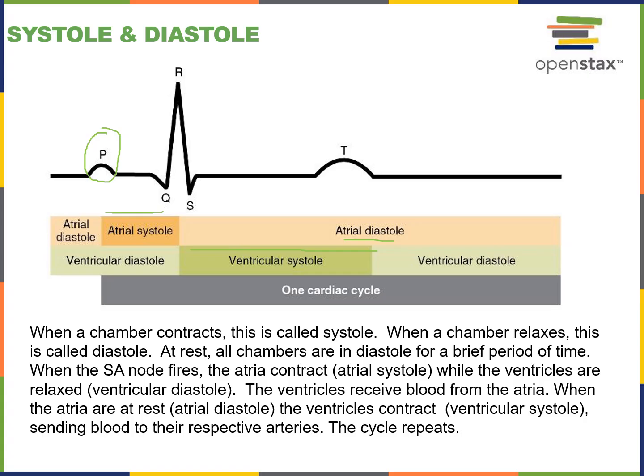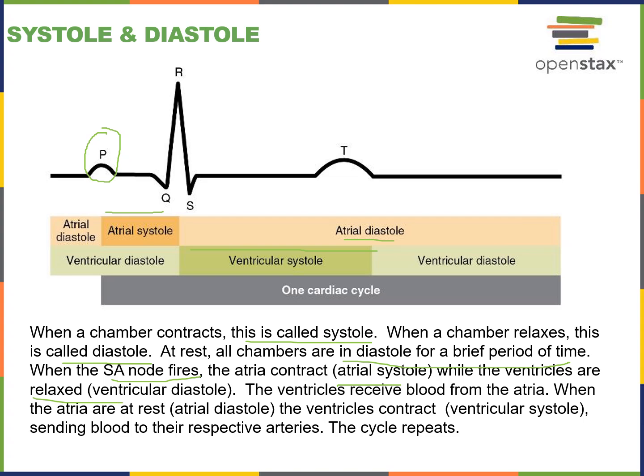occurring. So when a chamber contracts, it's called systole. When a chamber relaxes, it's called diastole. At rest, all chambers are in diastole for a brief period of time. When the SA node fires, the atria contract, atrial systole, while the ventricles are relaxed.